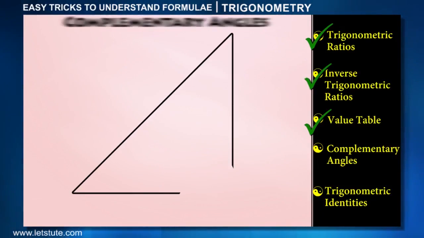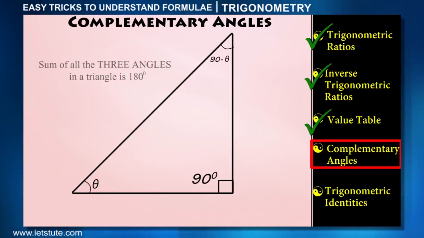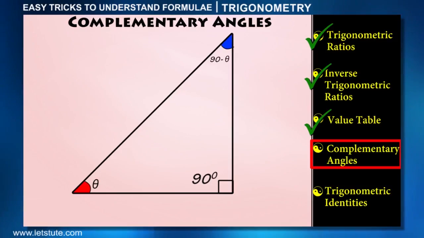We know a right angle triangle has one fixed angle of 90 degrees. So it is very much obvious that the sum of the remaining two angles must be 90 degrees. Therefore, those two angles are called complementary angles because they complete a triangle.